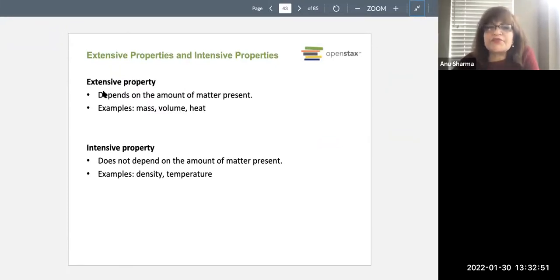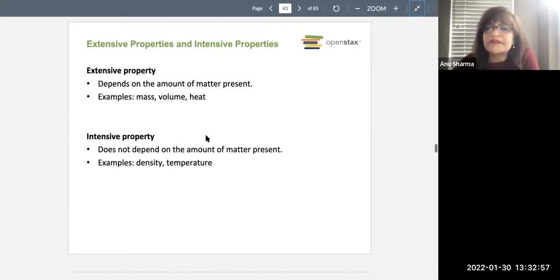Then there are two types of properties, extensive and intensive. Extensive properties depend on the amount of matter present. Amount, how much, what is the weight of the substance? That weight determines how much it is going to weigh on this earth, the mass, the volume, the space that it is going to occupy, or the amount of heat it is going to absorb. Okay, these are the extensive properties.